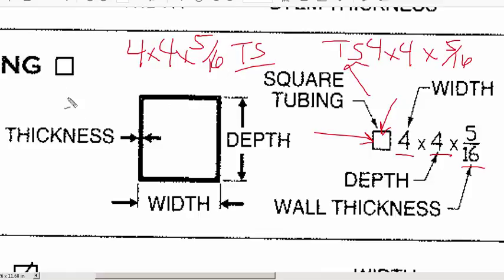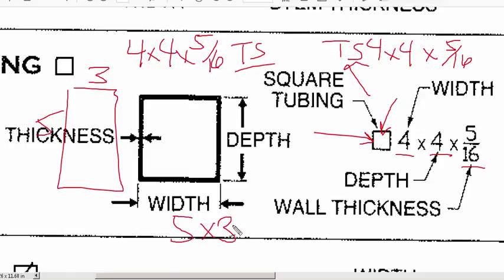Rectangular version, no big difference. Let's say this is a 3x5 with a 3/8 wall. It would simply be, here we go, 5x3 by 3/8 tube steel.